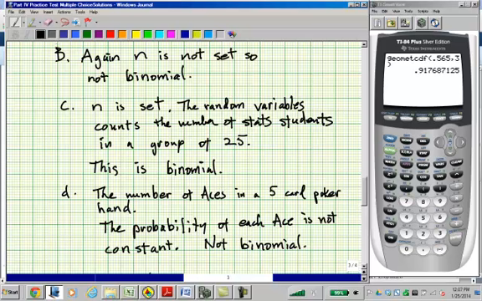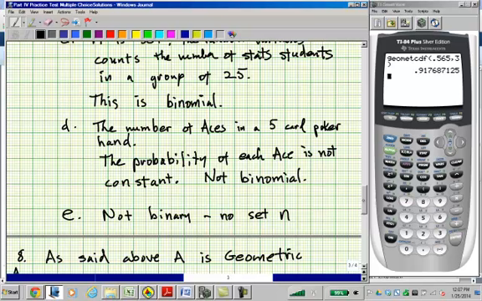D, the number of aces in a 5-card poker hand. The probability of each ace is not constant. The cards are dealt out and they're not replaced, so we do not have a constant probability for each ace. The probability of getting 1 ace is different than the probability of the second ace. And if you have 2, the probability of getting the third ace is definitely affected by the fact you already have 2. So the probability changes and the events are not independent of each other. So it's not binomial.